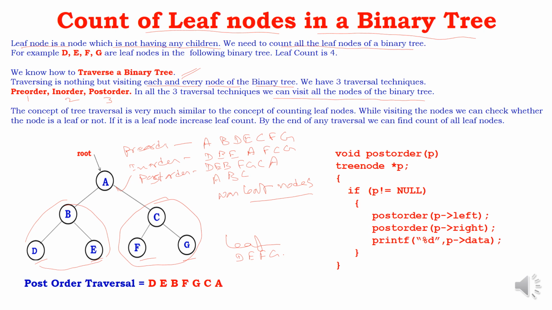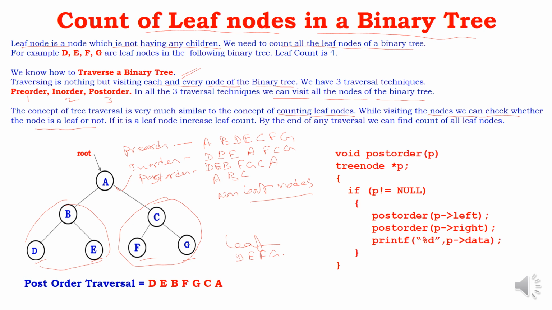The concept of tree traversal is very similar to the concept of counting leaf nodes. That is, the leaf node counting function is very similar to the in-order, pre-order or post-order function. While visiting the nodes, we can check whether the node is a leaf node or not. We are moving a pointer to every node. Whenever the pointer is pointing to a particular node, we can check whether that node is a leaf node by checking the left and right subtrees. If left is null and right is null, that particular node is a leaf node.